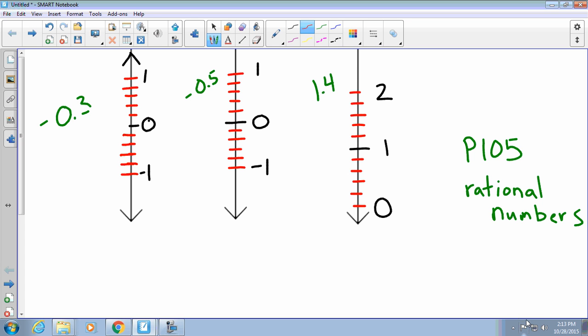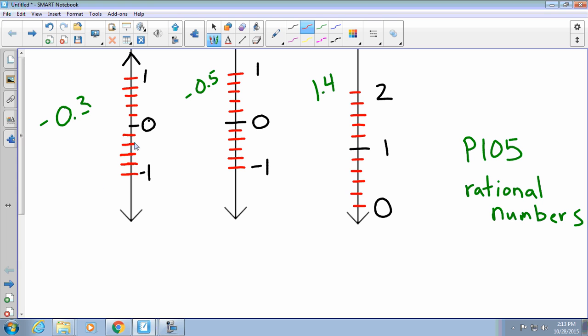We have vertical number lines today where we also have some spaces in between the 0 and the -1, or in between the 0 and the 1. So we have those little spaces. We have to figure out what those spaces mean and how that will help us plot these rational numbers, -0.3, -0.5, and 1.4. These are the examples on page 105 in the Unlock the Problem.